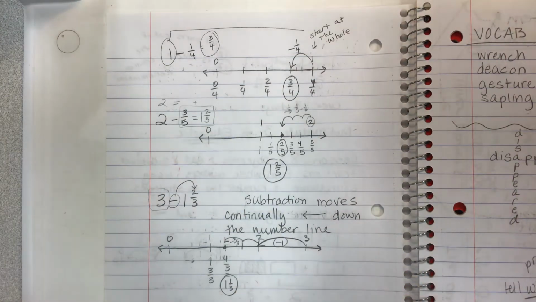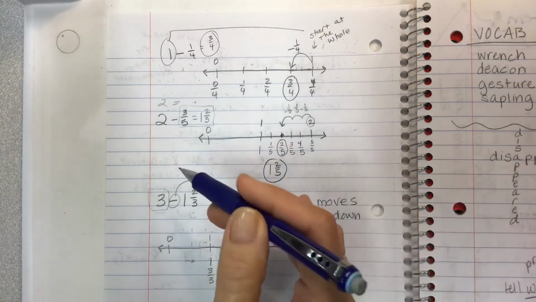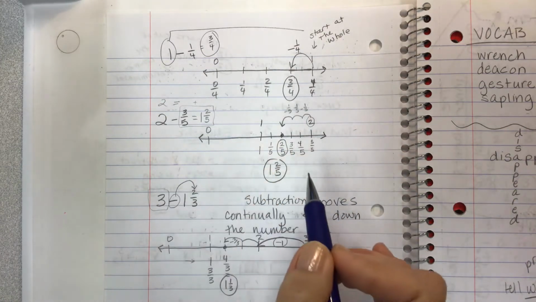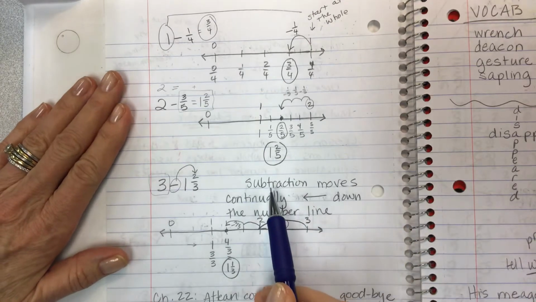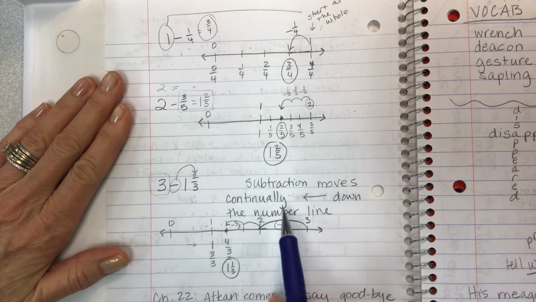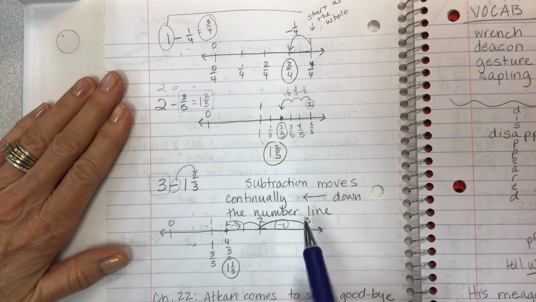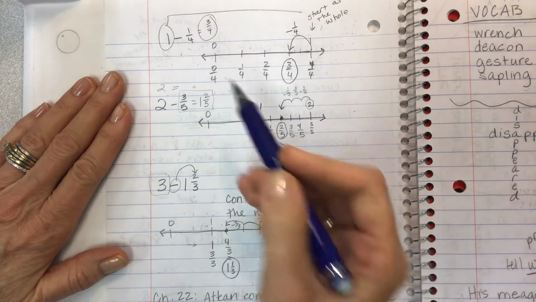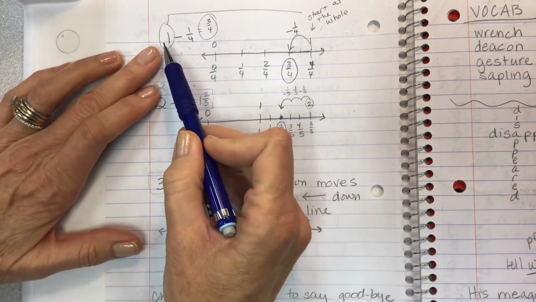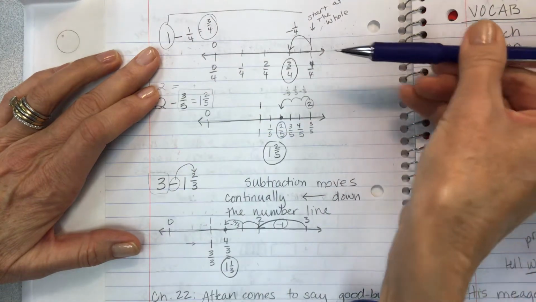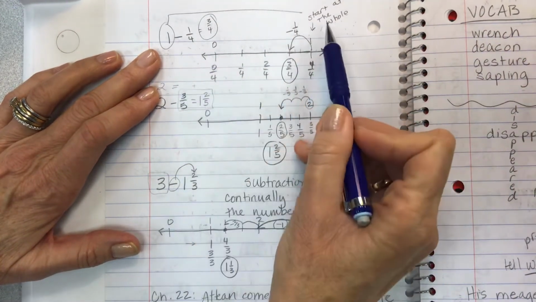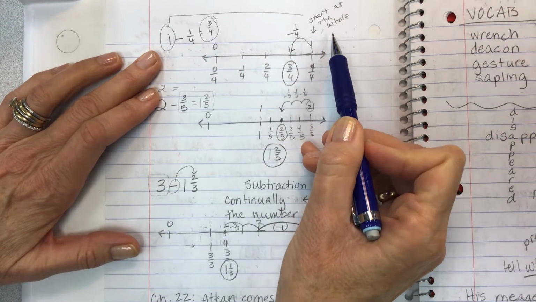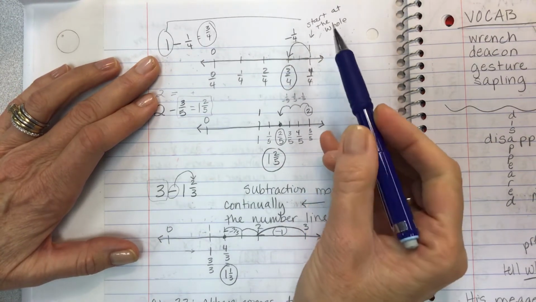Subtraction, the most common mistake is that students will subtract the whole numbers and then they'll add the fraction. But the thing with subtraction is that you need to write this down. Subtraction moves continually down the number line in the same direction. So you're going to have a problem like, say, 1 minus 1/4. So we're going to go from 1. This is going to be the whole that you start at, and then you're going to move from there.